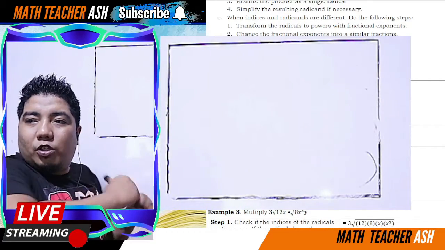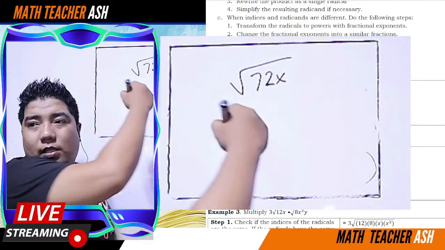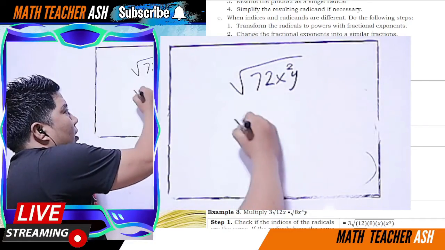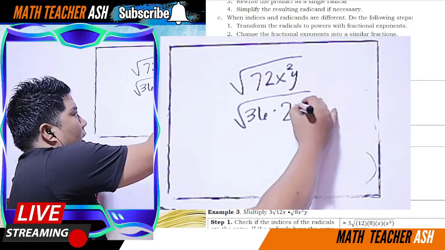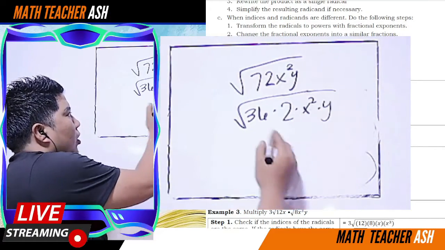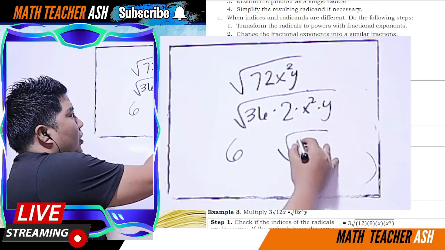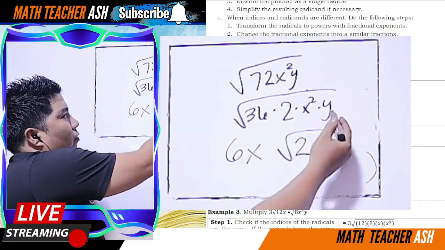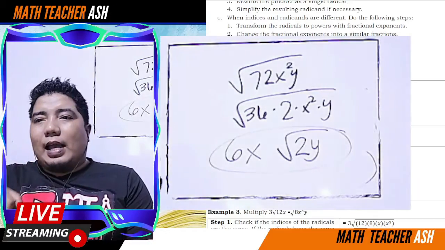Okay, so we have the square root of 72 x squared y. Okay, my dear math learners, ang 72 pwede yan siya sa 36 at saka sa 2. Okay, and then si x squared, of course, x squared and then y. Okay, so the square root of 36 is 6. The square root of 2, wala. So you just copy it. X squared, the square root of x squared is x. The square root of y, wala din. So you just copy it. And this will be your final answers.